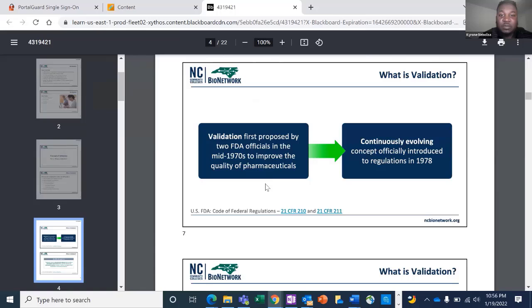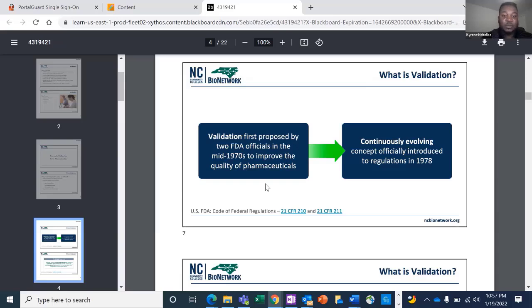So, how did validation get started? Validation was first proposed by two FDA officials in the mid-1970s to improve the quality of pharmaceuticals. As it was first proposed in the 1970s, of course, it had to continuously evolve, but the concept was officially introduced to regulations in 1978. So we're going from the mid-1970s to 1978, and even now, validation is continuously evolving. New policies and procedures are constantly being adapted. So it's just a constant evolving theme around validation.